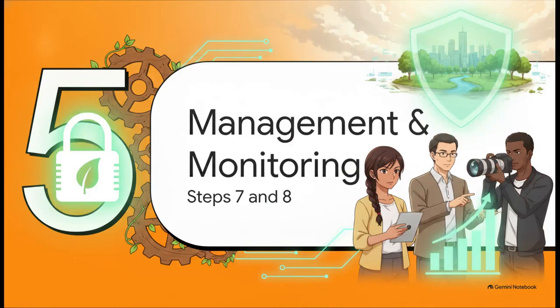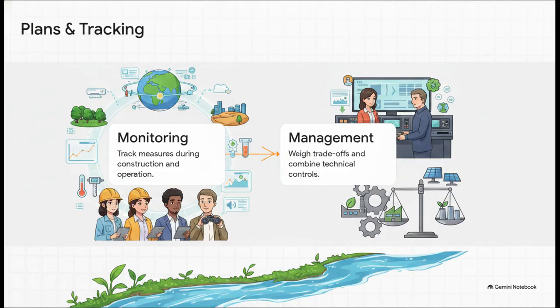On to part 5, management and monitoring plans. Sure, all these mitigation strategies sound fantastic on paper, but how do we actually guarantee the project keeps its environmental promises over time? Well, that's where steps 7 and 8 come into play. First, we have the specification of the environmental monitoring program. This dictates the exact tracking measures that must be taken at the institutional level during both the construction and operation phases. It ensures adverse impacts are kept to acceptable levels.